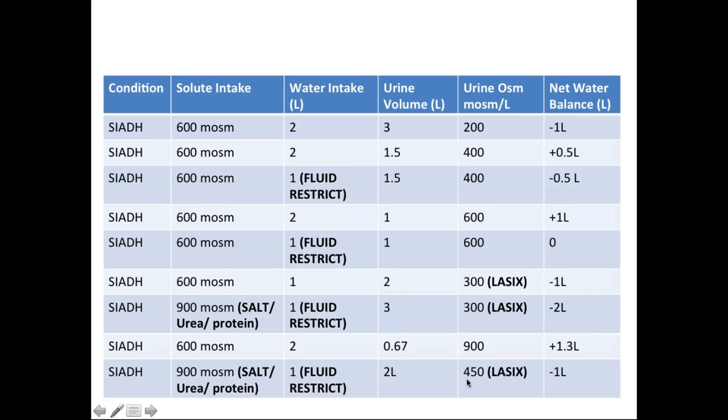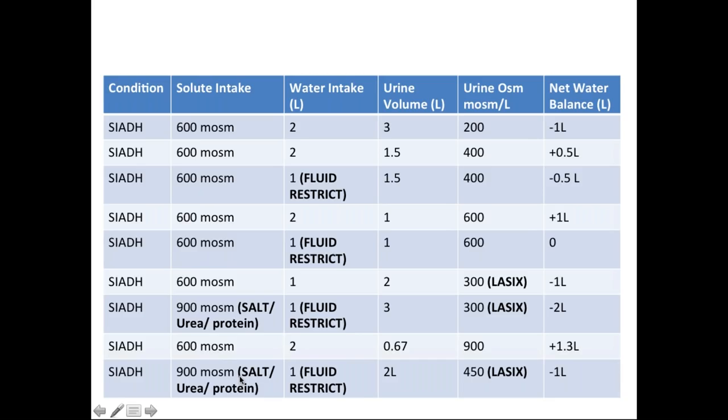If you have a urine osmolarity of 900 in SIADH, with really high ADH levels, then you will need to lower their osmolarity with furosemide to the 300 or 400 range, and add salt and protein intake as well to 900, and fluid restrict them.